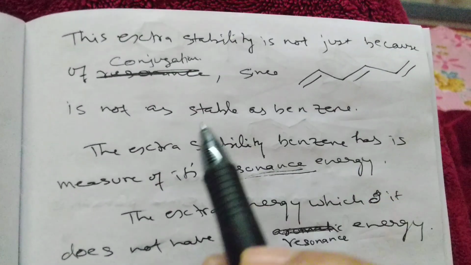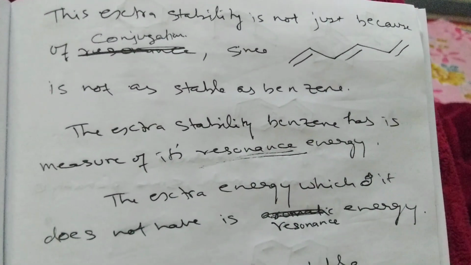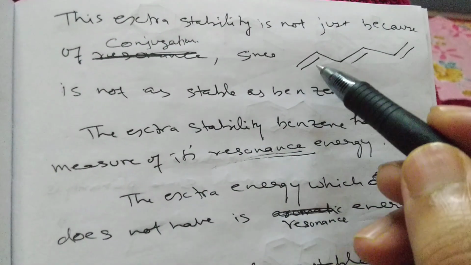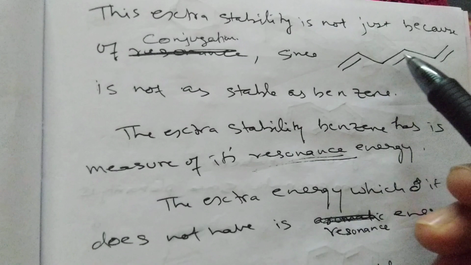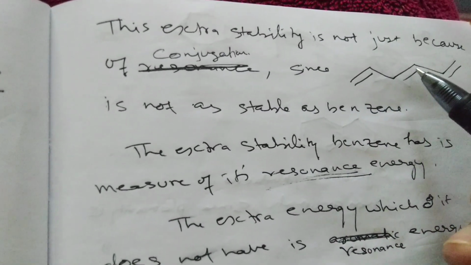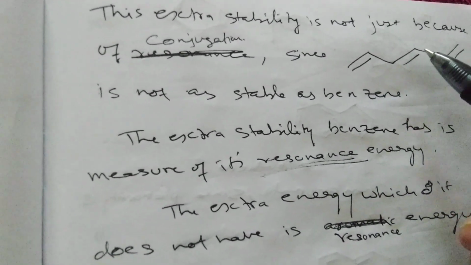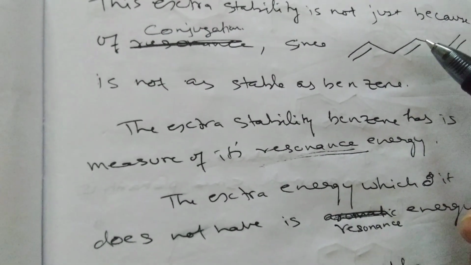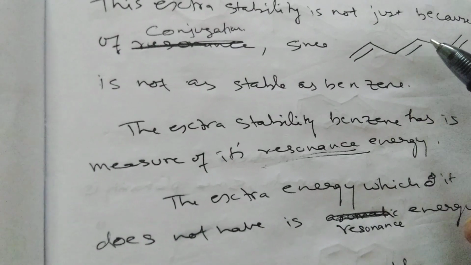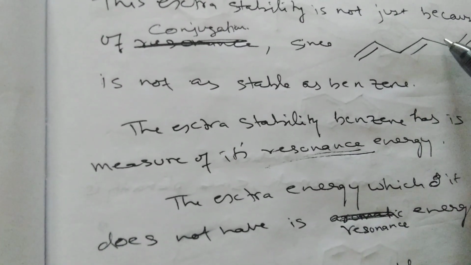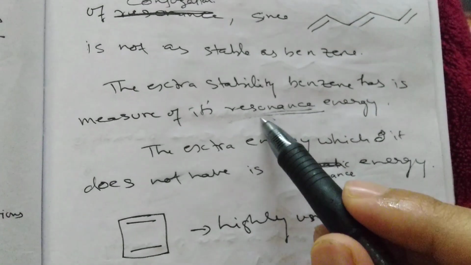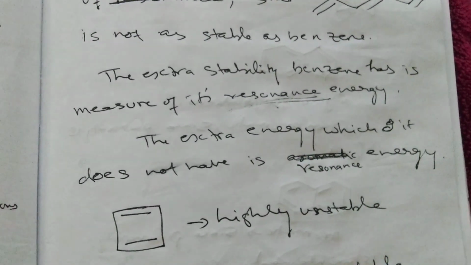And this extra stability you can say is because of conjugation, we know all the orbitals are conjugating. But it's not that. If you just take a normal hexatriene molecule, this also undergoes addition reaction. This will have a huge amount of delta H value of reduction. When you reduce it with H2, this delta H will be very high, right? It's not like benzene. So benzene has something else which makes it very stable. That thing is called resonance energy.